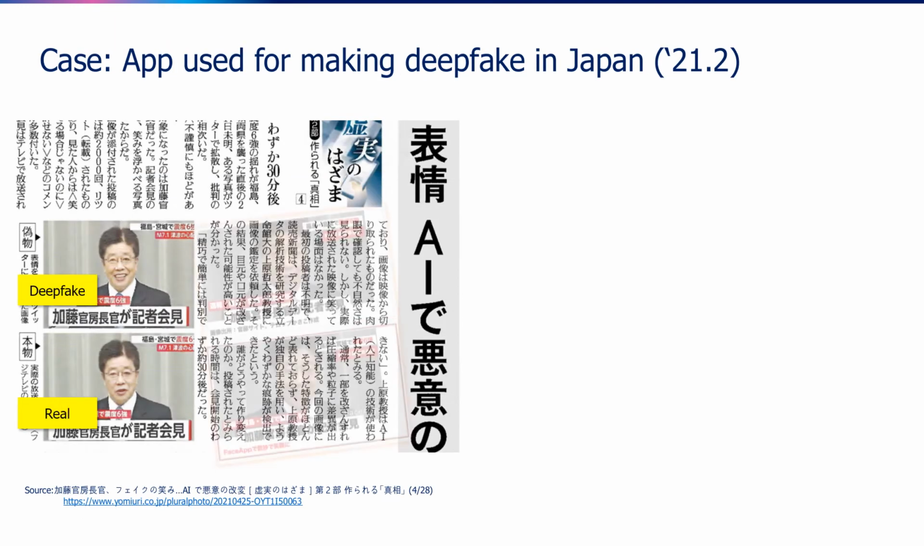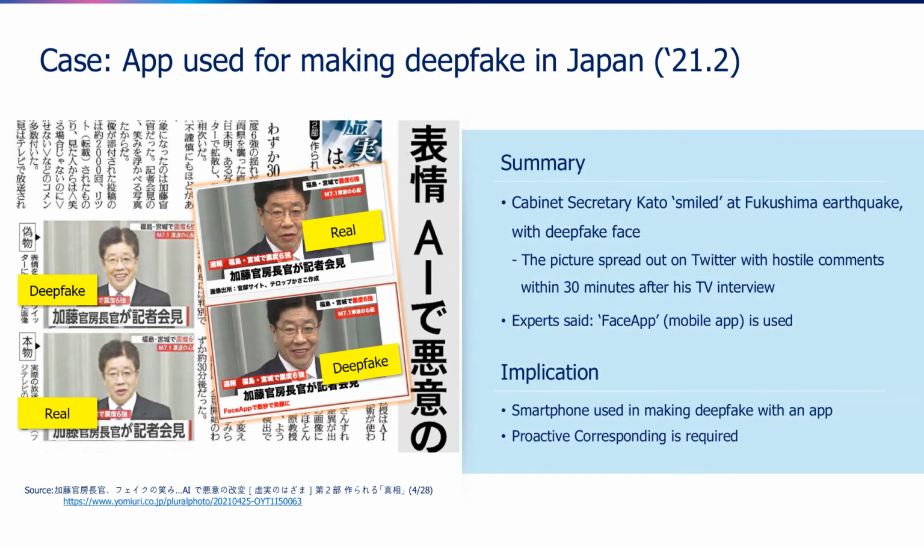Another case from February this year was deepfake abuse for political purposes. A cabinet secretary, Mr. Kato, was reported to smile at the tragic Fukushima earthquake and tsunami, but it was found to be a manipulated deepfake image using the mobile application FaceApp. The picture spread out on Twitter with hostile comments within 30 minutes after his TV interview. Since it is so simple and easy to create deepfakes on smartphones, proactive response is important and required.